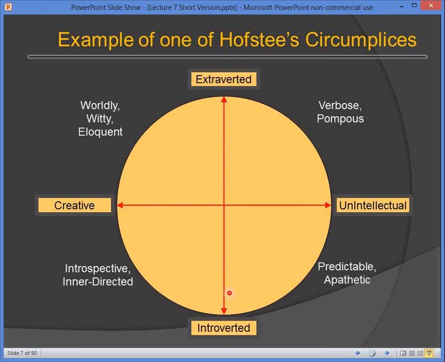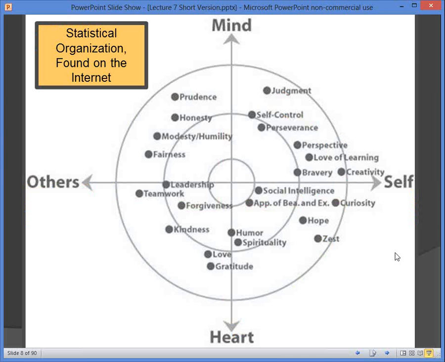So we've got introversion, extroversion as the vertical dimension, and creative, unintellectual as the horizontal dimension. So if you're extroverted and unintellectual, you're supposed to be verbose or pompous. If you're unintellectual and introverted, you're predictable or apathetic. And Hofstee said that personality should really be considered in terms of this circumplex space, and by crossing the 5 factors of the 5-factor model 2 at a time, he derived 10 different circumplexes, and that was his higher order structure. This is just an image that I found on the internet.